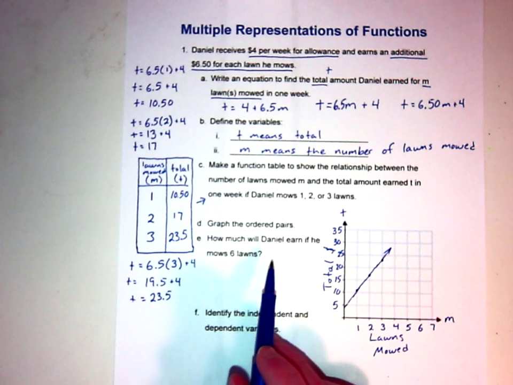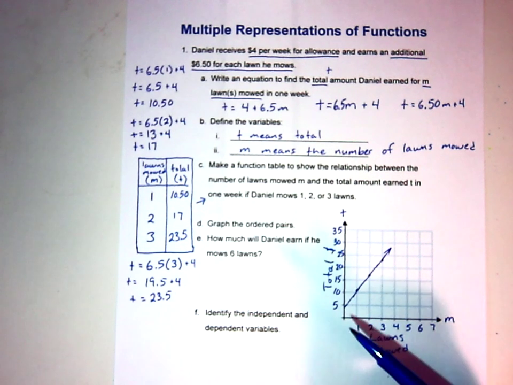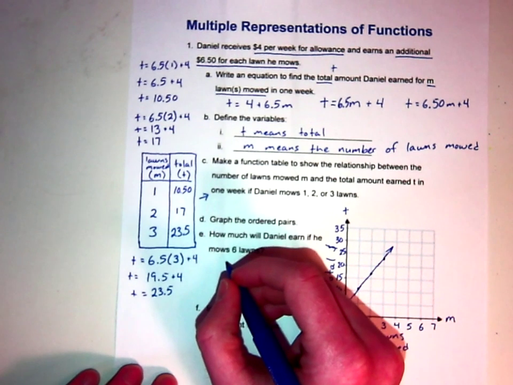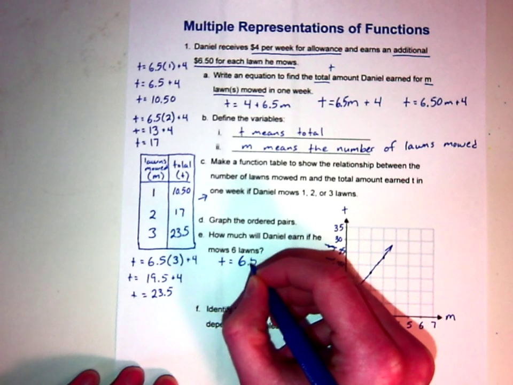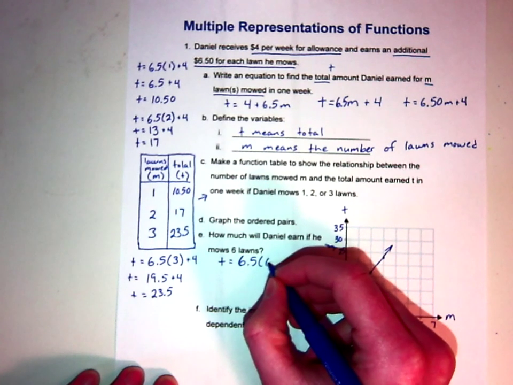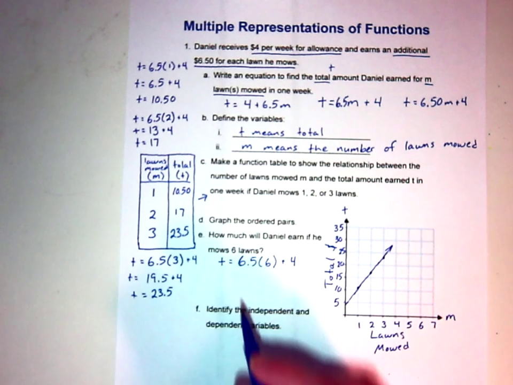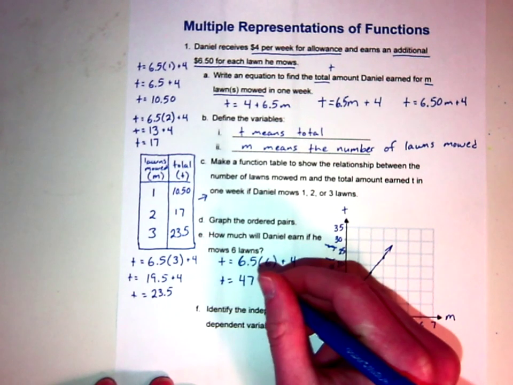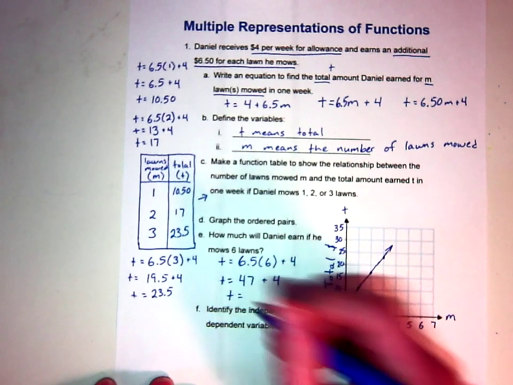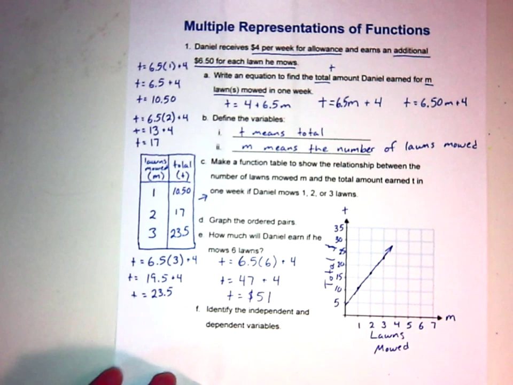It says, how much will Daniel earn if he mows 6 lawns? Again, this is really similar to part C, where all we had to do was plug in the value. So T equals 6.5 multiplied by, in this case, 6 lawns mowed, plus 4. This is going to get us 47. T equals 47 plus 4. So T in this case would equal 51. His total in that case would be $51.